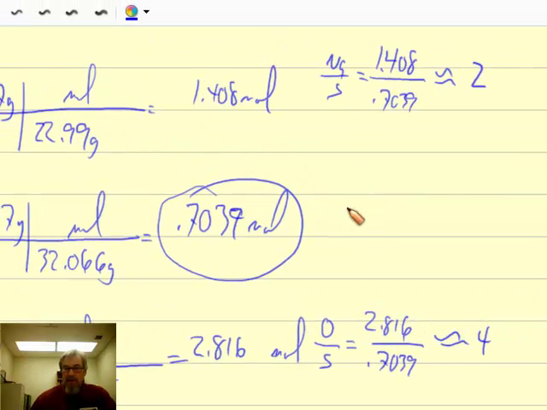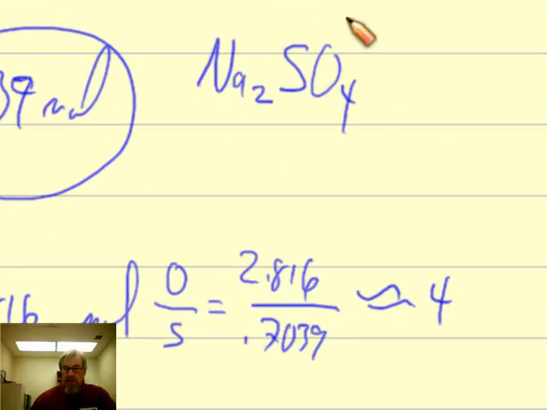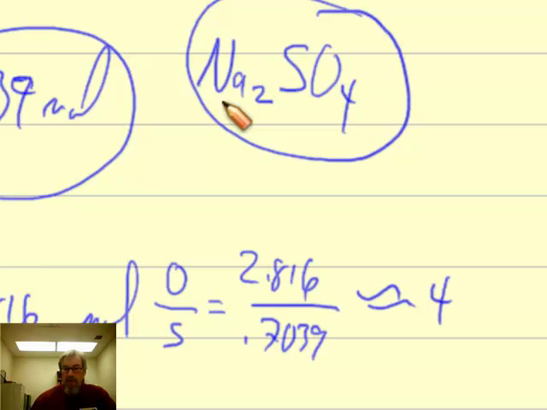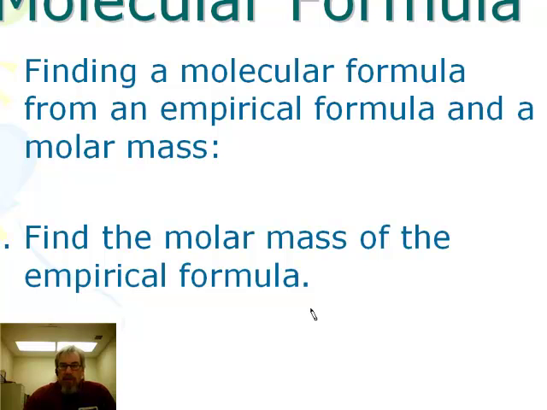So that means it's sodium 2, sulfur 1, oxygen 4. There's the empirical formula. Well, this is an ionic compound, and we recognize this as sodium sulfate. Now, the molecular formula we discussed earlier isn't necessarily the same as the empirical formula, but its subscripts will always be whole number multiples of those of the empirical formula.